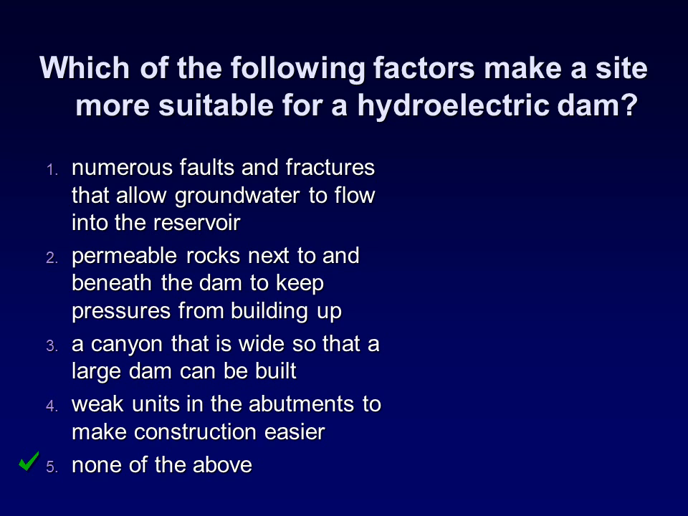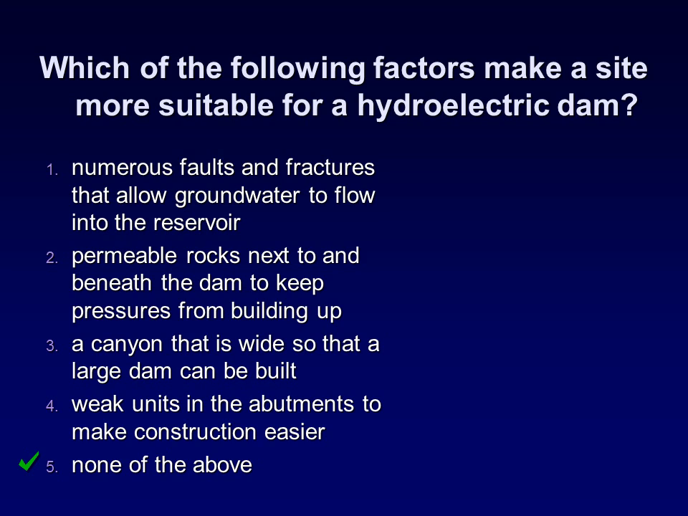Number 3, a canyon that is wide so that a large dam can be built. Okay, this sounds like a good idea. Sure, who wouldn't want a large dam? But what you need in a dam is vertical height. So to be cost effective, getting a very narrow canyon is ideal. You want to be able to build the smallest wall possible across a canyon and have the largest amount of vertical drop, because it's that drop that is turning the turbines.